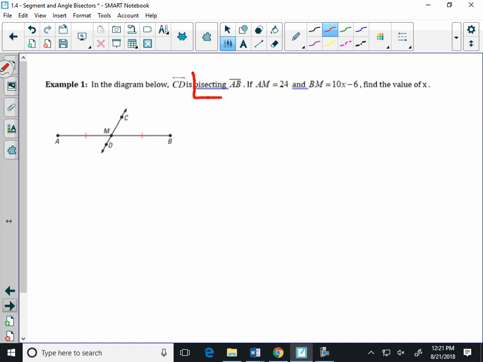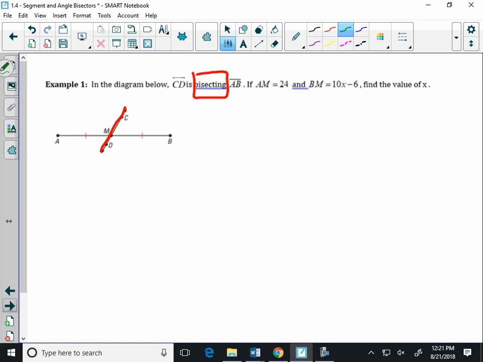bisecting. This is a really important word. AB. Meaning this line right here is cutting the segment AB in half. When I see that word bisecting, that's what it means. Cutting it right in half, going right down the middle. If AM equals 24 and BM equals 10x minus 6, find the value of x.